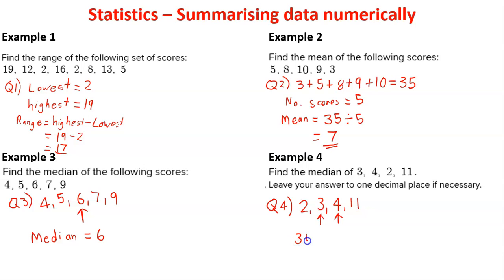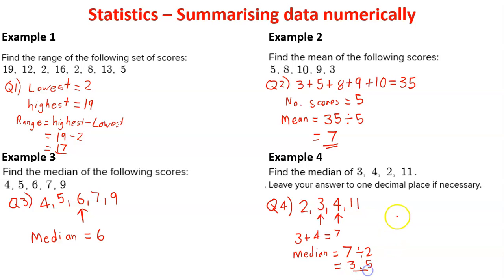So we're going to have 3 plus 4 equals 7. And then we can say that our median is going to equal 7 divided by 2. Because we have 2 middle values, we add them together and divide by 2. So our final answer is going to be 3.5.